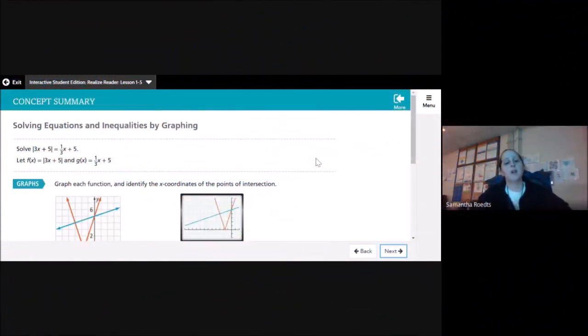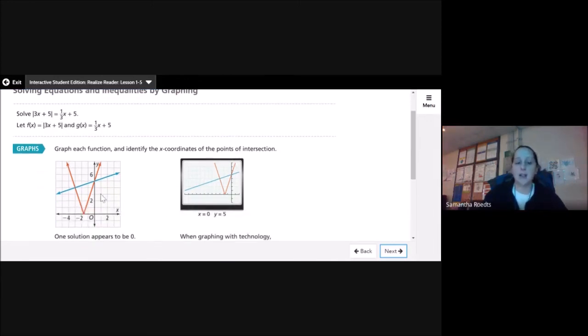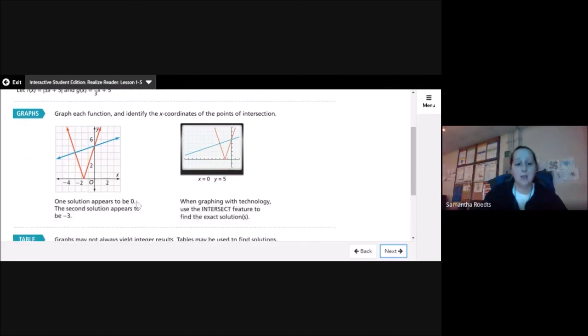All right, concept summary. Solving equations and inequalities by graphing. When I solve inequalities or equations, I take one side of the equation and I graph it, and then I take the other side of the equation and I graph it, and identify the points where they meet. And I'm looking at the x values. Okay, so one solution appears to be 0, the second solution appears to be -3.